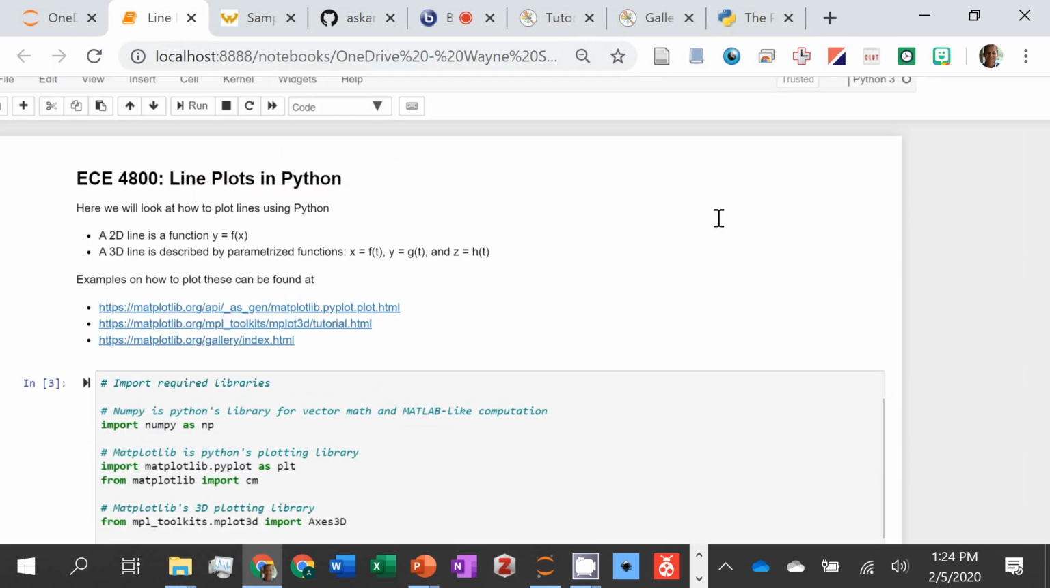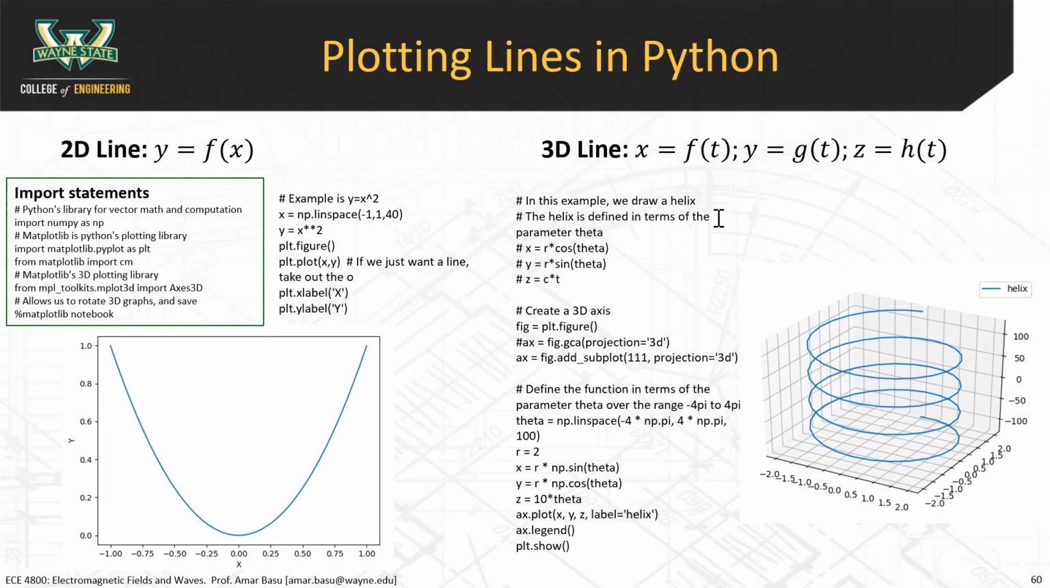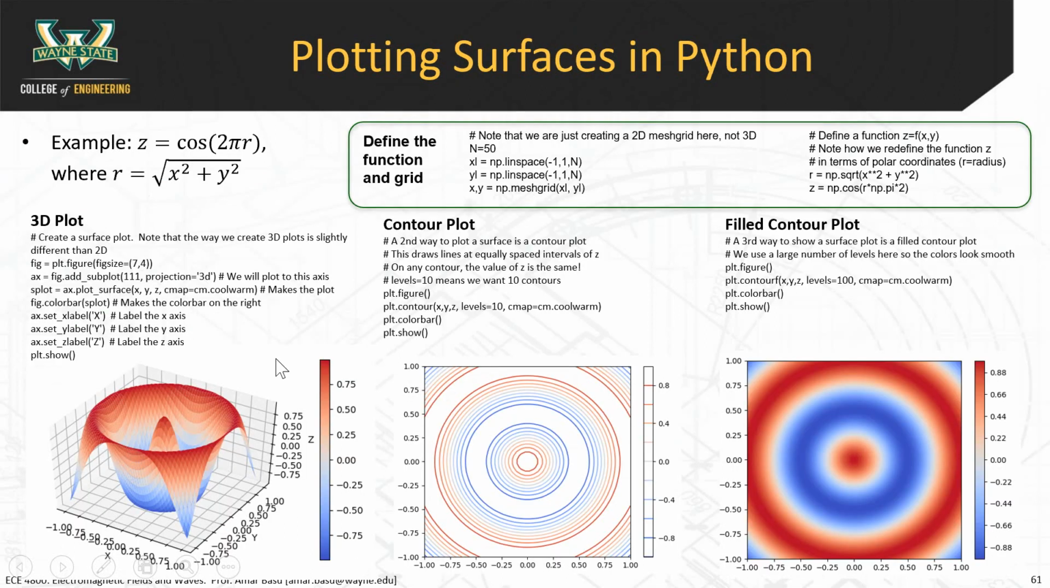Okay, so this is how you do a 2-dimensional and 3-dimensional line in Python. Questions? Great. All right, so we did a 2D and 3D line. The next thing we're going to do is plotting a surface.